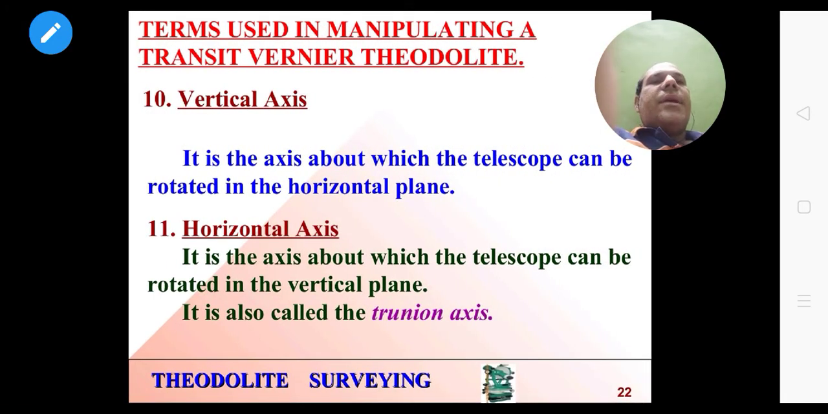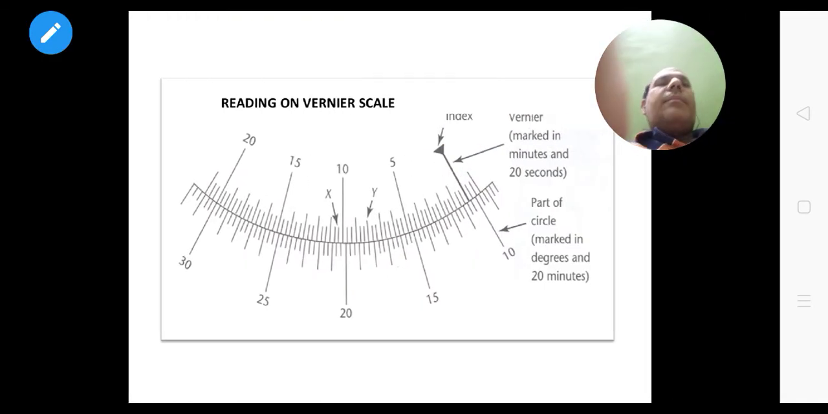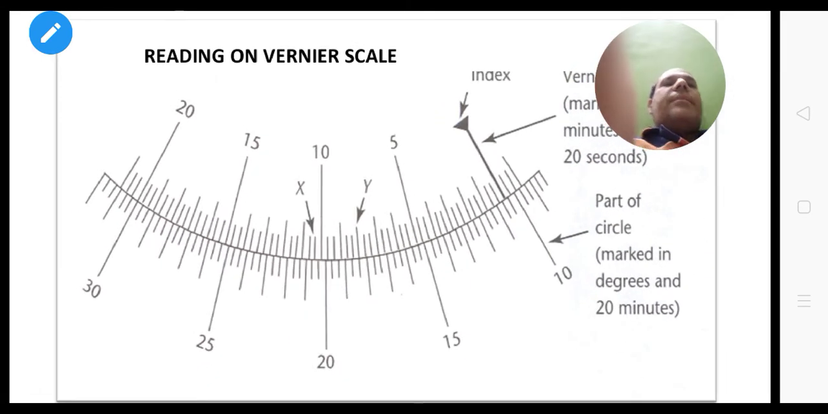Vertical axis, here it is new, as it is not there in your dumpy level. You have to center the instrument exactly over the station. It is the axis about which the telescope can be rotated in a horizontal plane. Horizontal axis is also called the trunnion axis. It is the axis about which the telescope can be rotated in a vertical plane. This is how you can see when we start the practical.